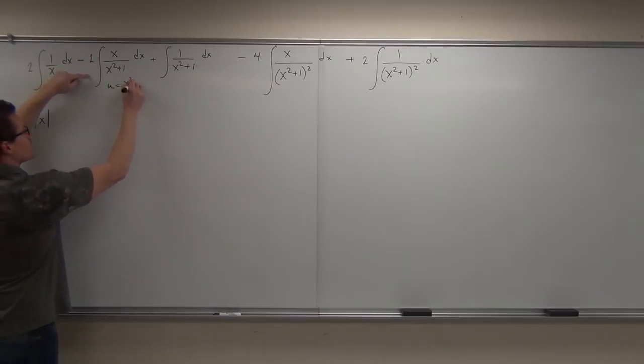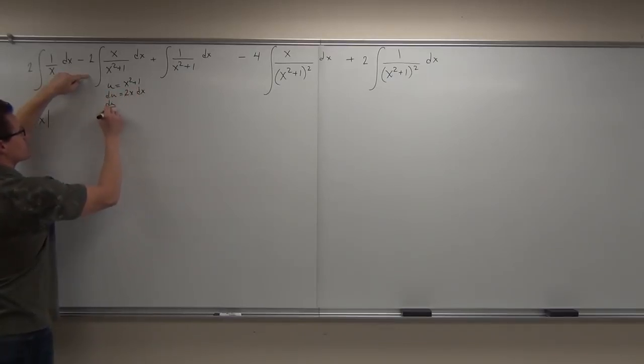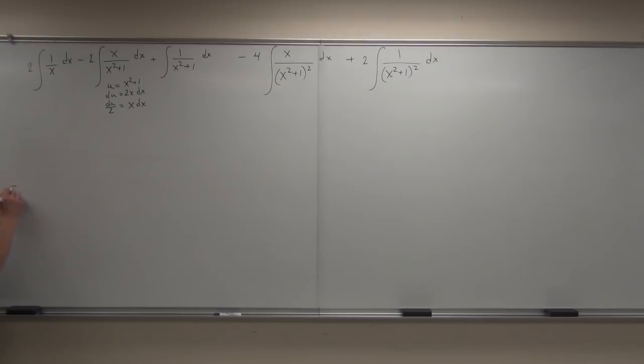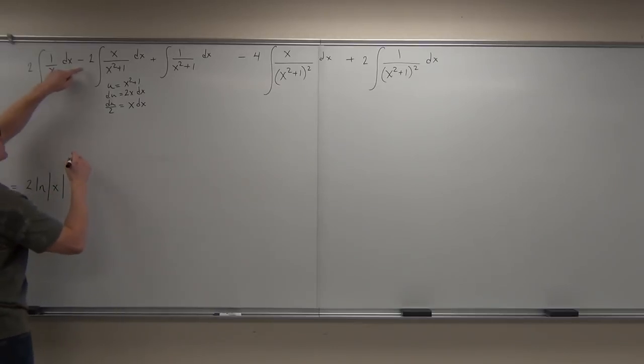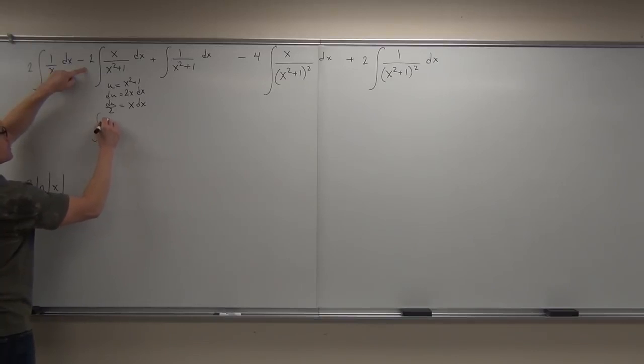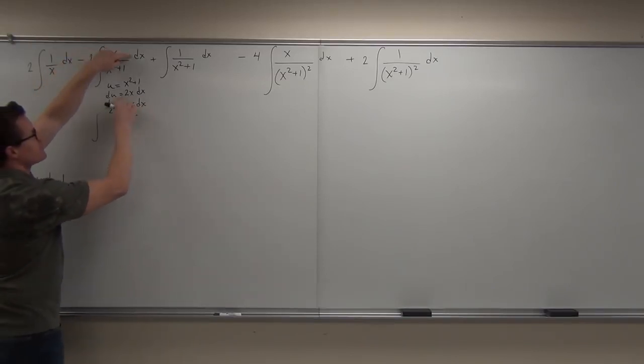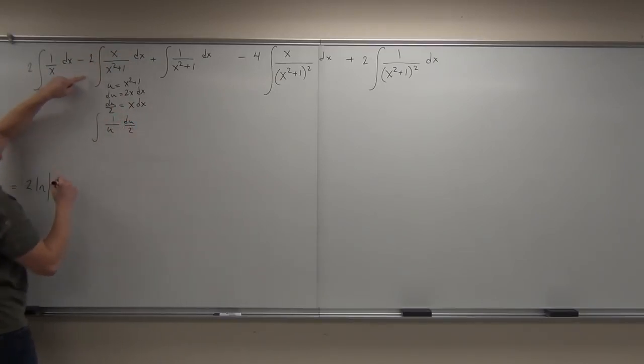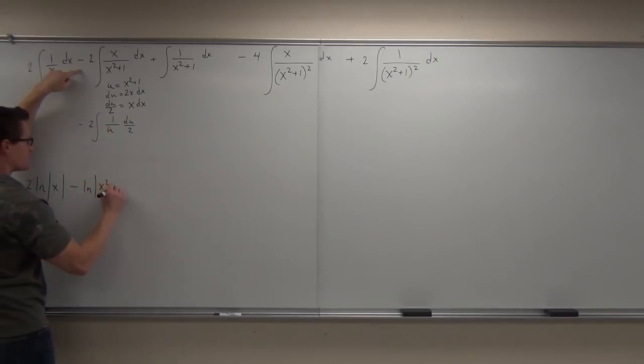So with this stuff, we're going to do u equals x squared plus 1. Du equals 2x dx. Du over 2 equals x dx. So when we go for that, we have the integral of, notice we have x dx. This becomes our du over 2. So 1 over u, du over 2. Keep in mind we have a minus 2 out front. The 2's are gone. We have minus ln absolute value x squared plus 1.